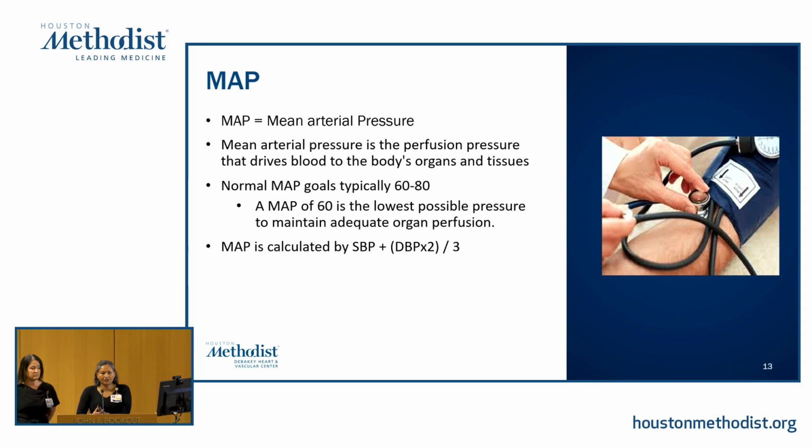Your MAP is your mean arterial pressure. It's the pressure. MAP is the perfusion pressure that drives blood to the body's organs. Typically, it's about 60 to 80. We like to think the minimum is 60 to perfuse all your organs, 60-ish. MAP is measured by your systolic blood pressure plus your diastolic blood pressure times 2, divided by 3. So if you don't have an Edwards or a HemoSphere or something, you can still measure your MAP manually.